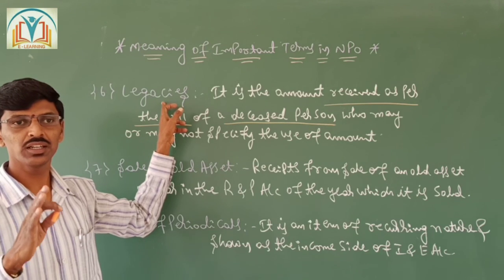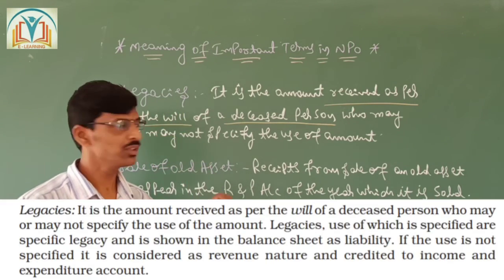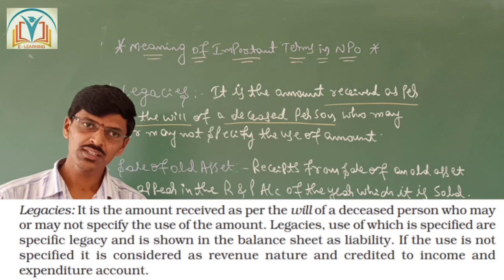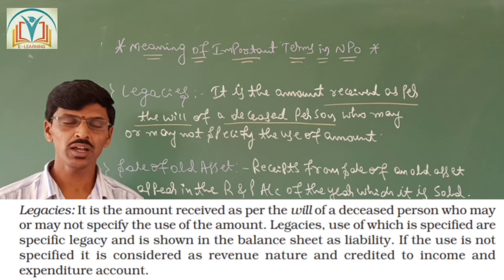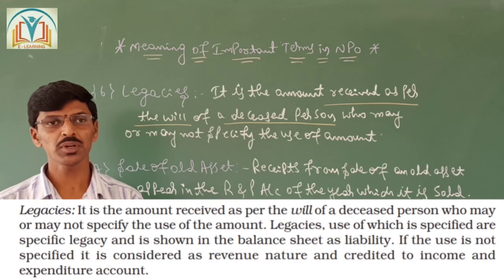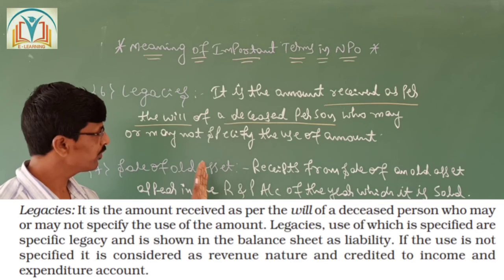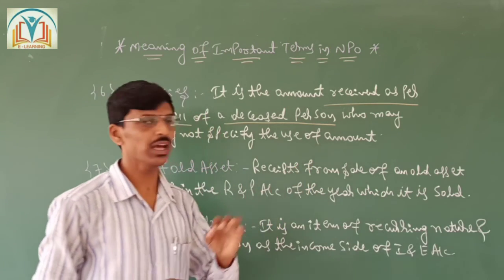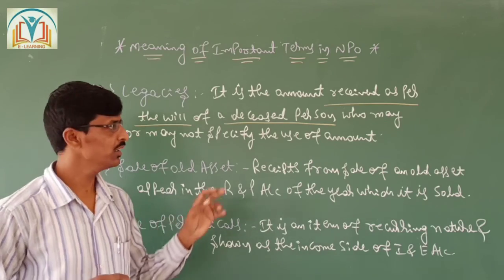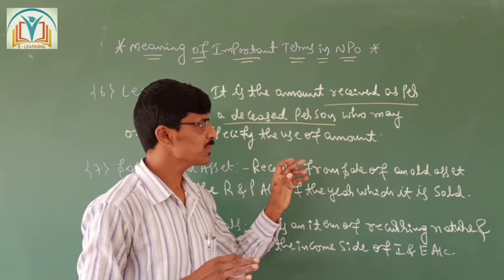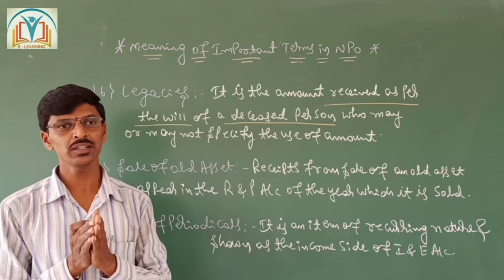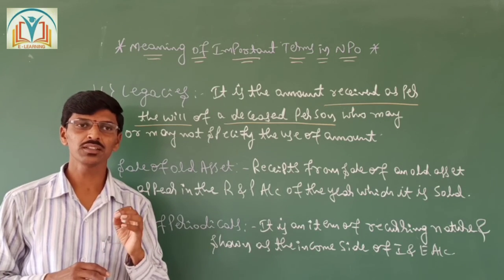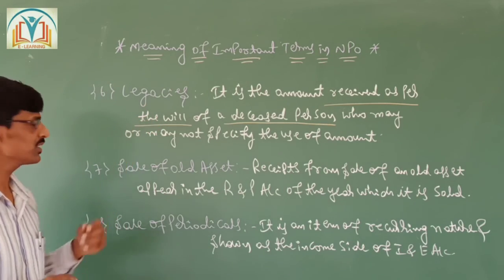Very simple definition. Legacies is an amount received as per the will of the deceased person. They may or may not specify the use of the amount. If the use is specified, it is to be shown on the liability side of the balance sheet, and if the use is not specified, it is to be credited in the income and expenditure account. So that is the sixth term, legacies.